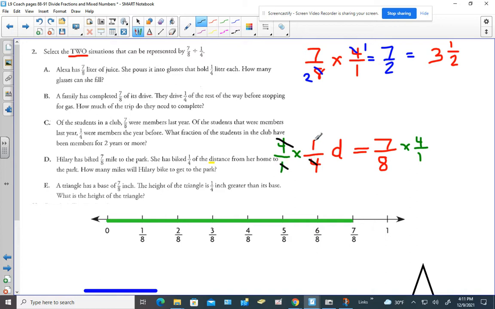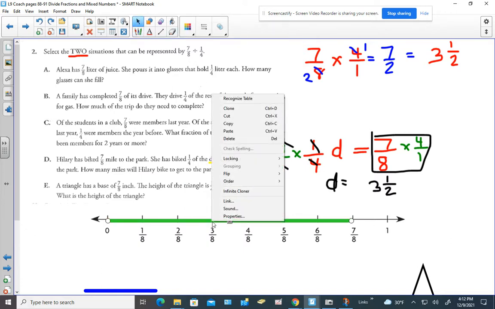So that would all cancel out. We would get d. And 7/8, doesn't that look like this? Look, this here is the same exact computation we have up here. So we would get the 3.5, which makes that a good choice. Now let's go back and make sure that that makes sense. How many miles will Hillary bike to get to the park? Does it make sense that it would be 3.5 miles? Because remember, the 7/8 is really just 1/4 of the trip, right?